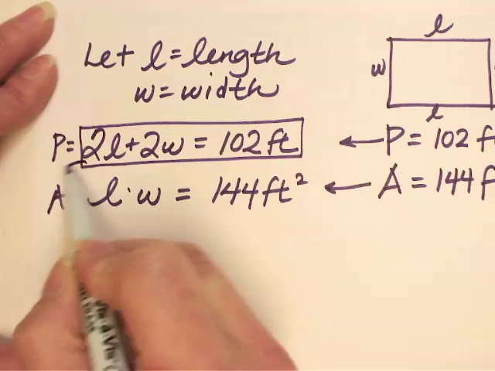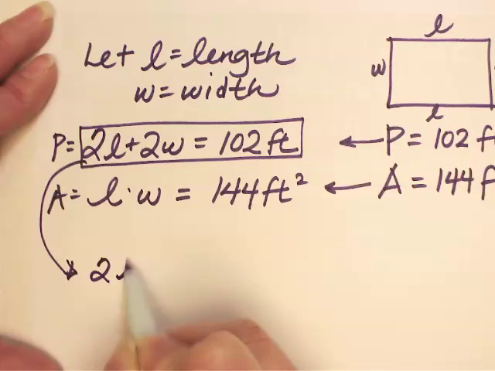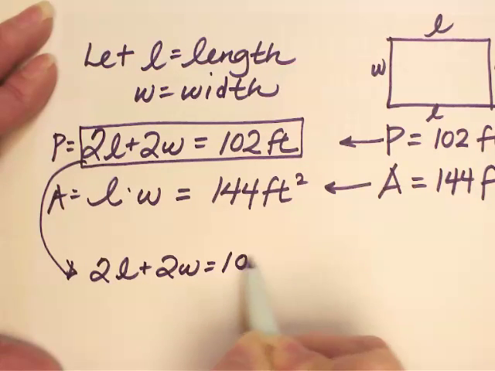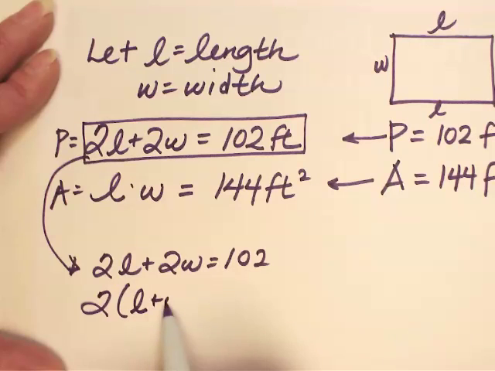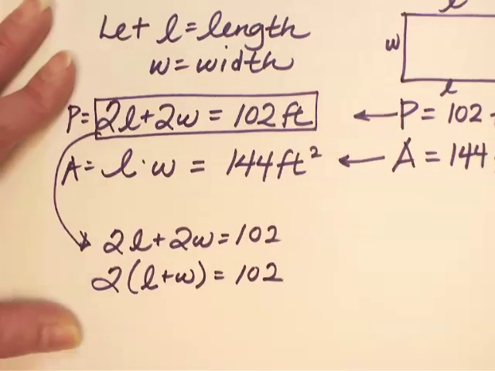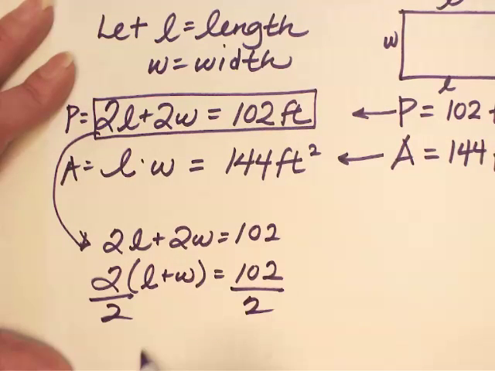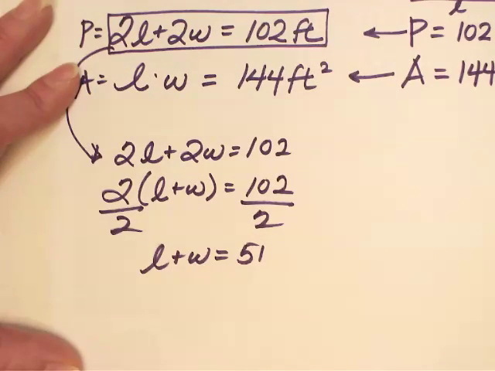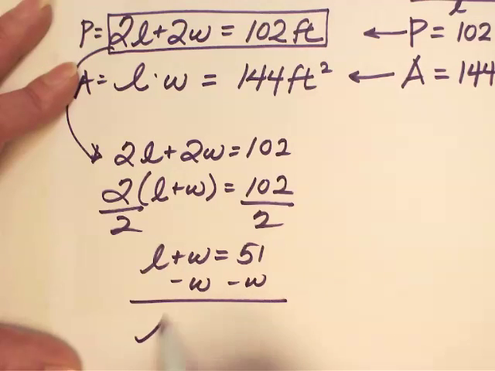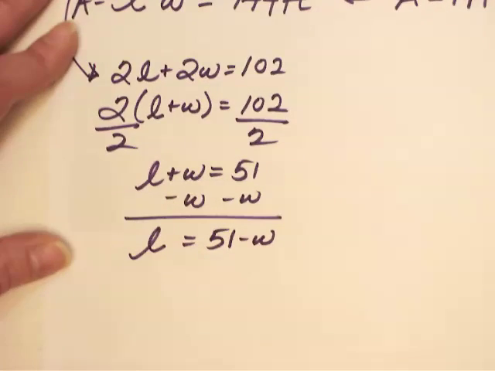So I'm going to bring this down here. If I have 2L plus 2W is 102 feet, I noticed that I can factor out a 2 here. So 2 times length plus width is 102 feet. Couldn't I divide by 2 here? And I get length plus width must be 51 feet. Now, once I have a simple equation like this, I'm going to solve for one in terms of the other. I'm going to solve for L. So L equals 51 minus W. You could have also solved for W. It depends on whichever one you'd like to solve for.